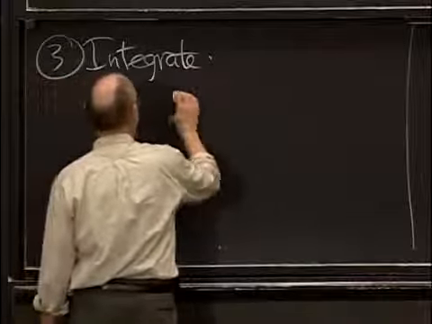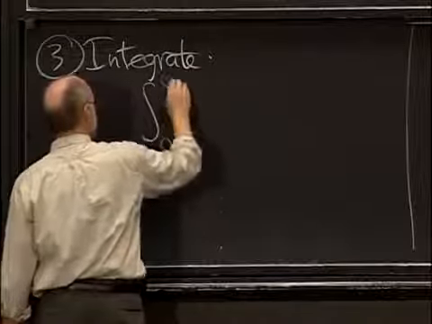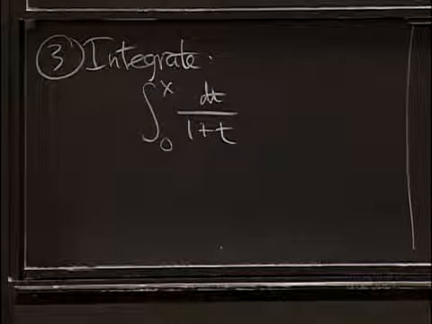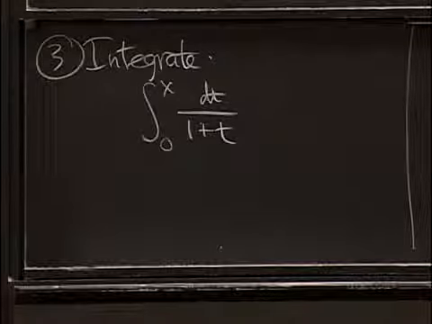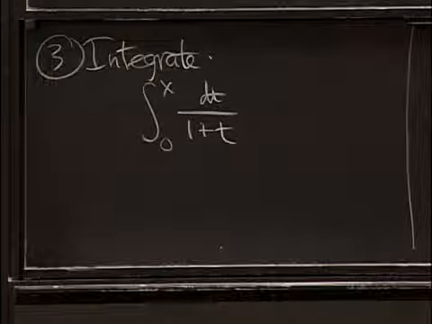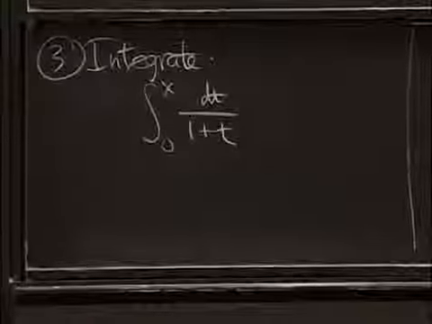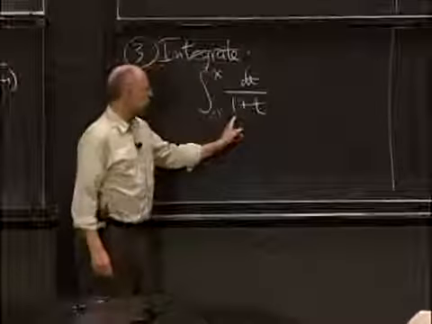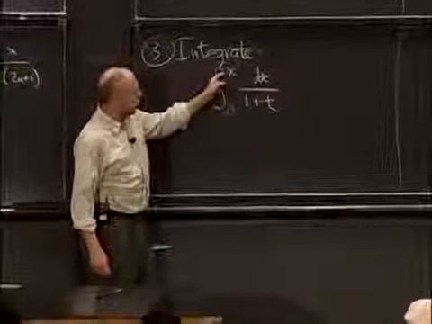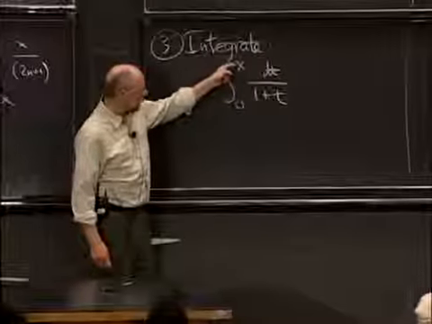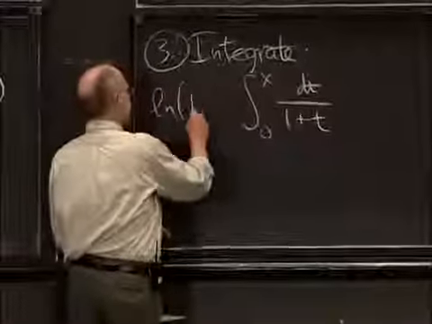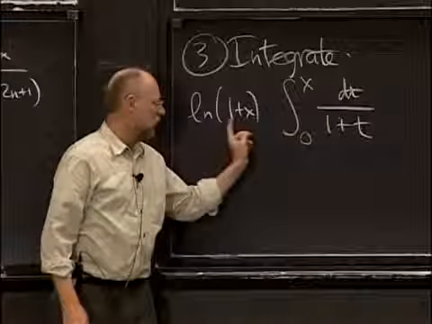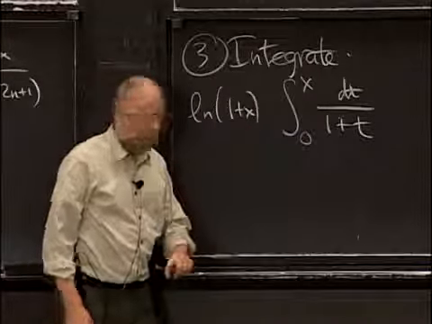So the integration I'm going to do is this one. The integral from 0 to x of dt over 1 plus t. What is that integral as a function? When I find the antiderivative of this, I get the natural log of 1 plus t. And when I evaluate that from t equals 0 to t equals x, I get the natural log of 1 plus x. And when I evaluate the natural log at 0, I get the natural log of 1, which is 0. So this is what you get.